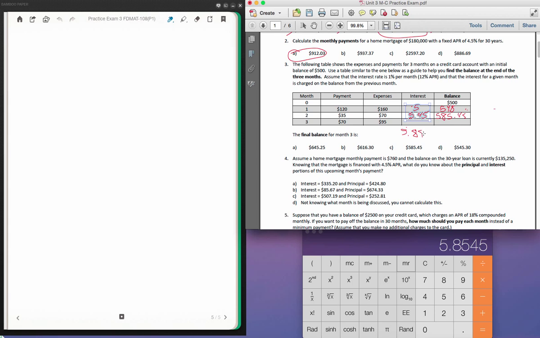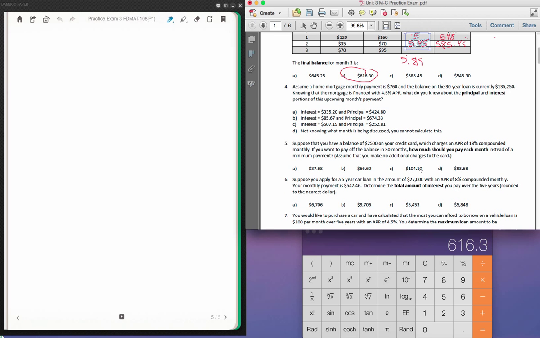So we're going to take this balance. Remember, it was 585.45, and we made a $70 payment, so we subtract $70. We have $95 of expenses, so we add 95, and we also add on the interest, which in this case is 5.85, for a total of $616.30. So I look at my final balance, and $616.30, B is the correct answer.